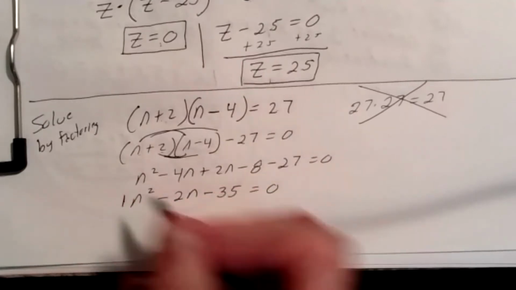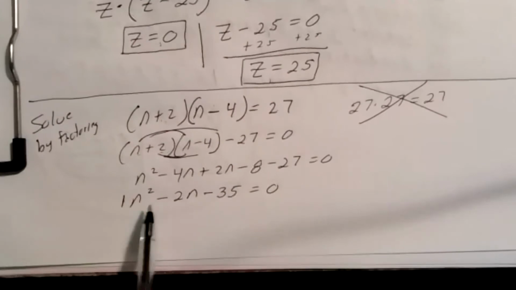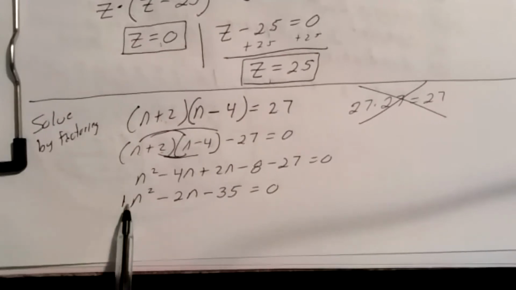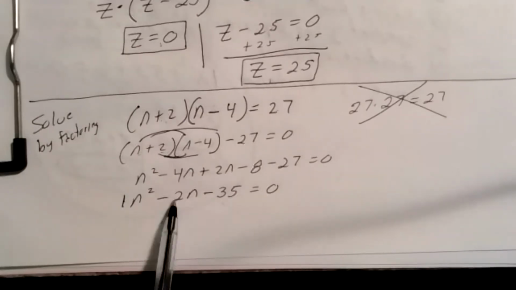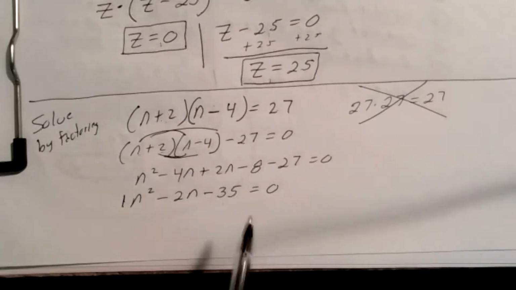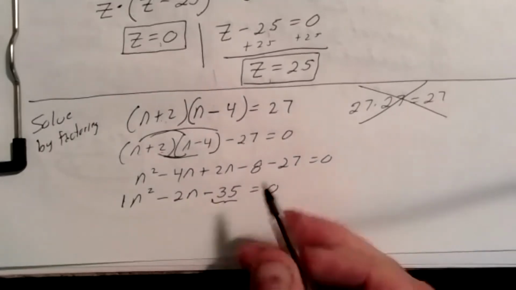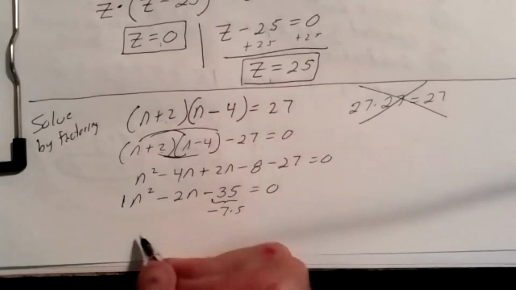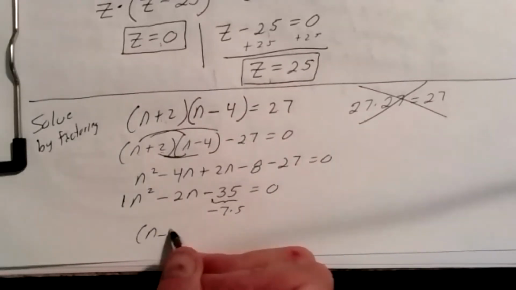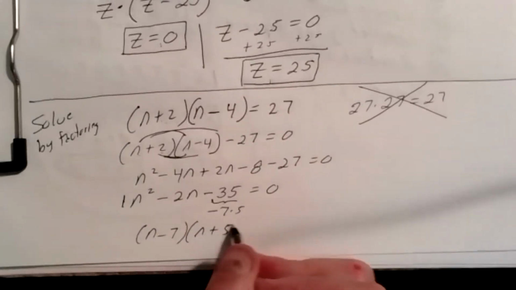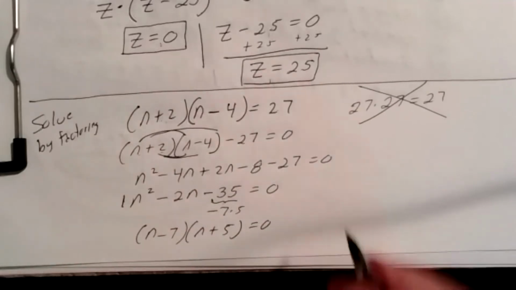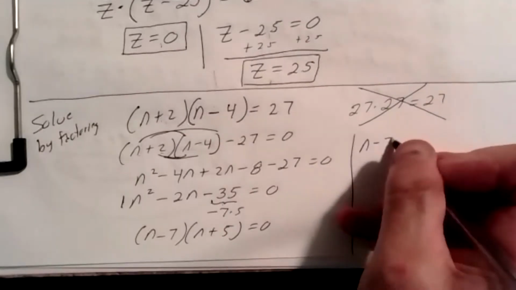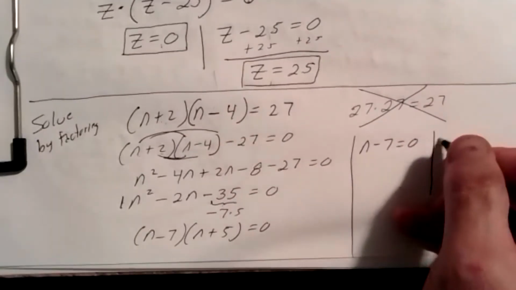And ladies and gentlemen, now can I factor my left side? Notice it's an easy type of trinomial to factor. I need two factors of negative 35 that add up to negative 2. Do they exist? Yes. What would they be? Negative 7 and 5. So the left side immediately factors into n minus 7 times n plus 5. Now that my left side is completely factored, we set both factors equal to 0. And then we solve the resultant first degree equations.